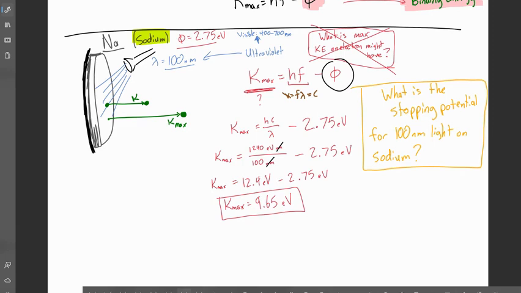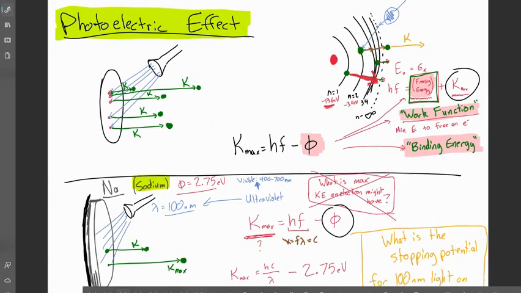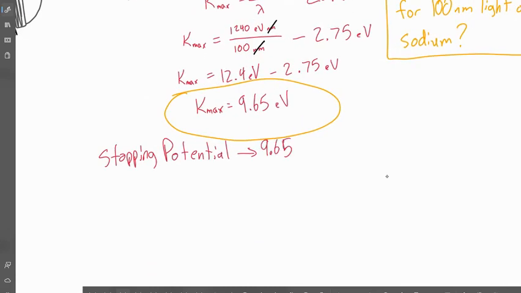Well, guess what? It is exactly the same problem. You do exactly the same work, you just don't end at the maximum kinetic energy. You say the maximum kinetic energy is 9.65 electron volts, which means the stopping potential would be 9.65 volts. And that's your answer, because it takes 9.65 volts to stop an electron. That's the unit of electron volts. That's how many volts an electron can go through before it'll stop.